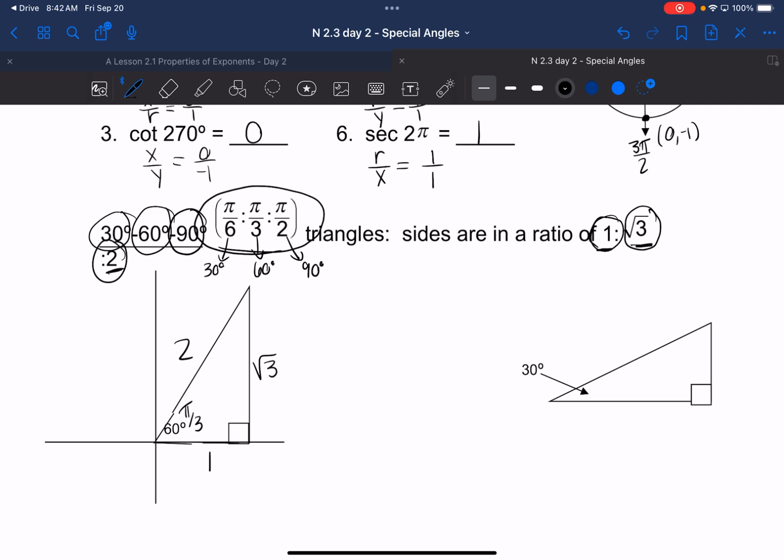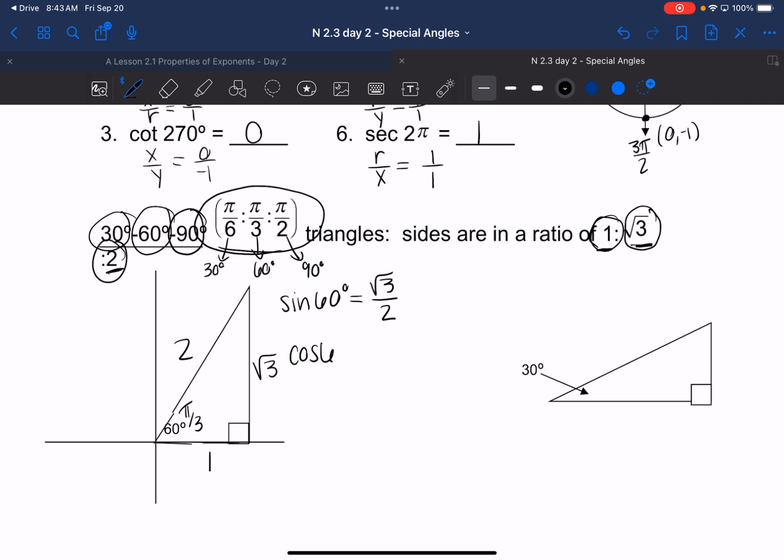Okay? And now that I have all 3 sides, I can do exactly what I did yesterday. I can provide the ratios. So now it's not sine of theta. We know how many degrees it is. It's sine of 60 or sine of pi thirds. Okay, and the ratio for sine is y over r. So what is y over r going to be here? Square root of 3 over 2, right? Because r is the hypotenuse.